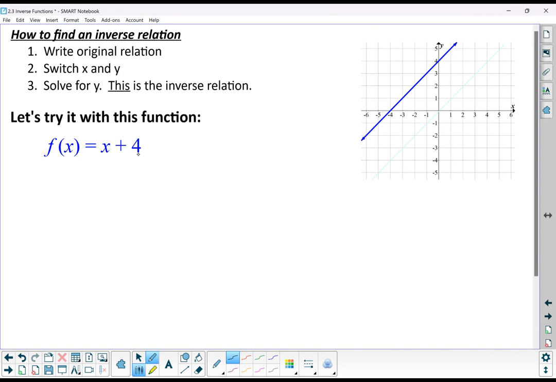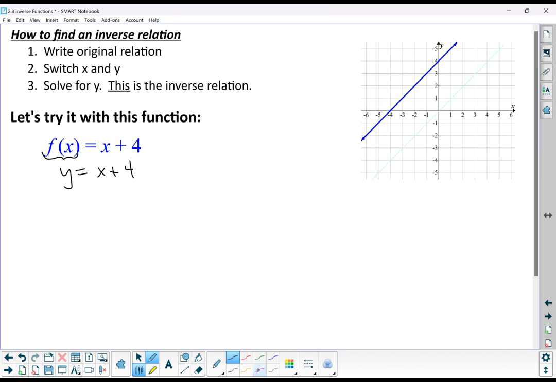So you've got your original function. You need to think of that function notation as a y. I mean, that is what it is. It's a y value. We use f of x to name the function, but it is the same as a y. So our equation is y equals x plus 2.